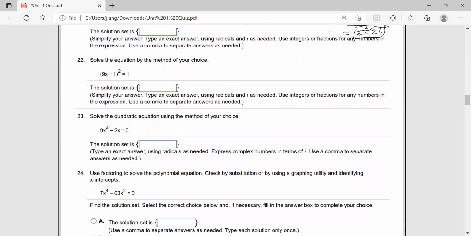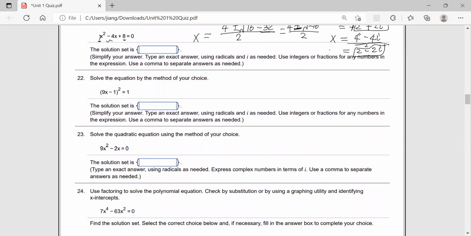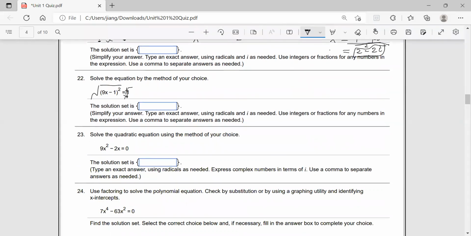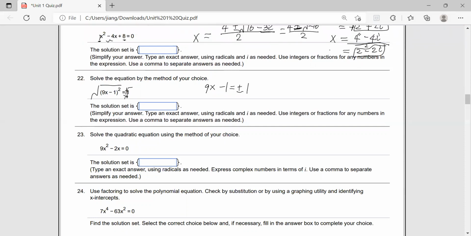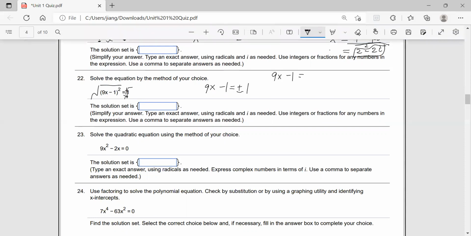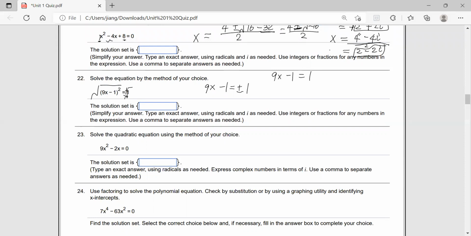Okay, next one, solve the equation by the method of your choice. So just use the way you like best. So this one, if I'm solving for x, I'd like to take the square root of both sides. When you are taking the square root for a variable, you must have positive or negative square root of something. So 9x minus 1 equals positive or negative 1, because the square root of 1 is 1. So 9x minus 1 equals positive 1. Let's solve it. Add 1 to both sides. So 9x equals 2. So x equals, divided by 9 both sides, 2 over 9.